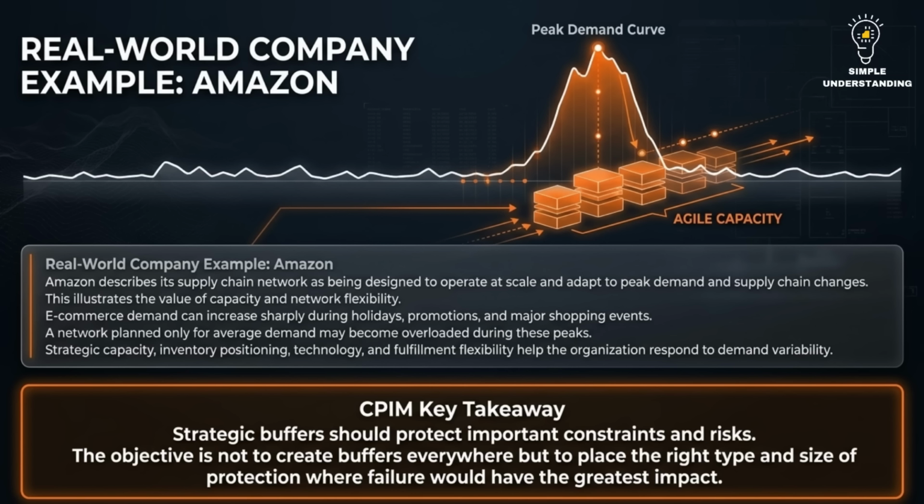CPIM key takeaway. Strategic buffers should protect important constraints and risks. The objective is not to create buffers everywhere, but to place the right type and size of protection where failure would have the greatest business impact.